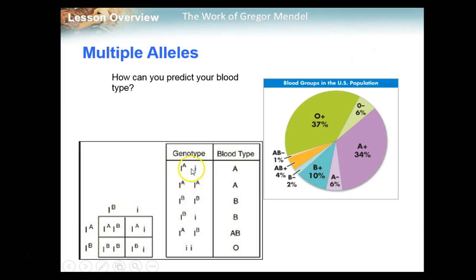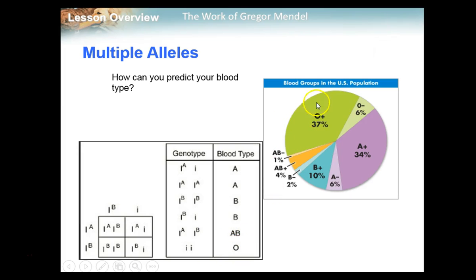So if I had A with this one, so if this was my allele, A and little i would have the A blood type. If I was homozygous for big A, I would have the A blood type. If I was homozygous for the dominant big B, I would have the B blood type. And even if I had B and O, like the little recessive, I would have the B blood type. But if I have A and B, that's where I get the AB blood type. Little i is the only way that you can get O.